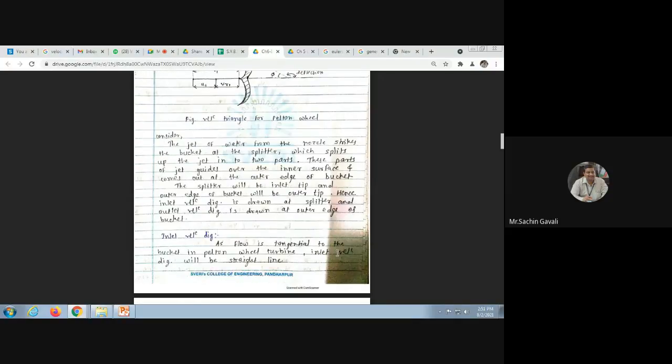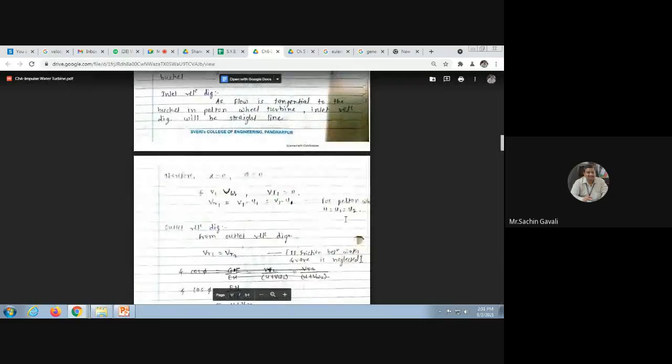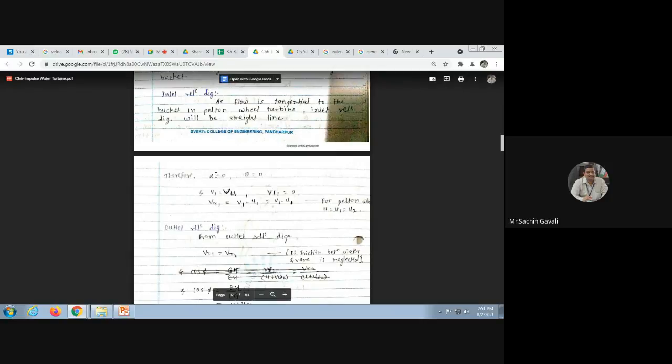So for the inlet velocity triangle, we know its properties: V1 is equal to VW1, VF1 is equal to 0, VR1 is equal to V1 minus U1, or simply V1 minus U. For a Pelton wheel, U is equal to U1 plus U2. There is no change because the pressure at inlet as well as outlet is the same, atmospheric pressure. Therefore U1 is equal to U2 is equal to U. Write down for the Pelton turbine: alpha is equal to 0, theta is equal to 0, V1 is equal to VW1, VF1 is equal to 0.